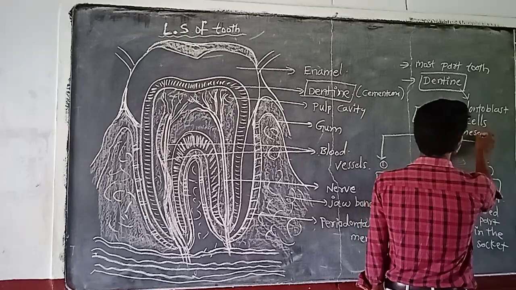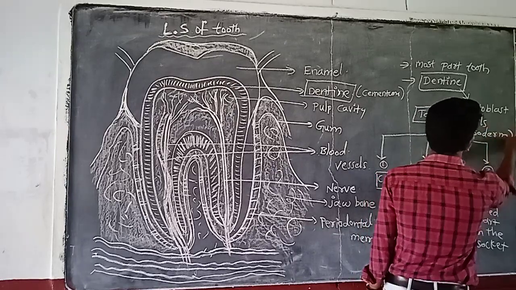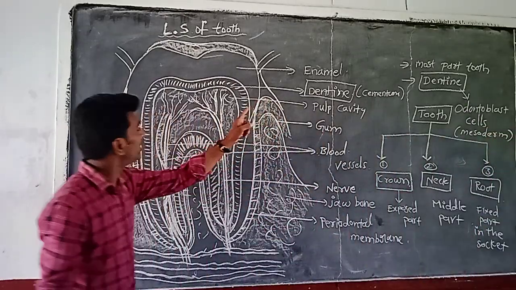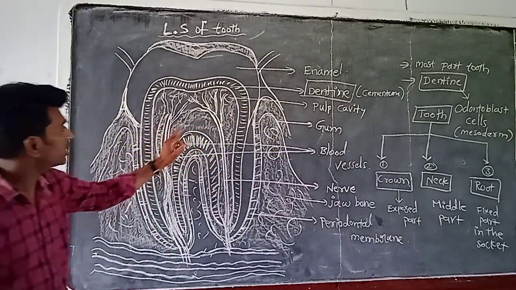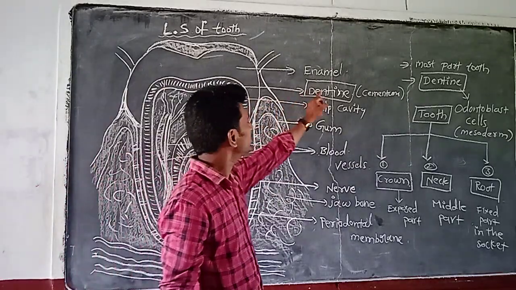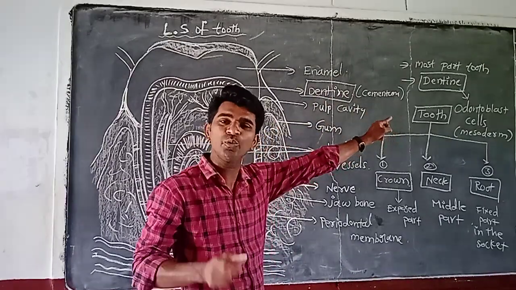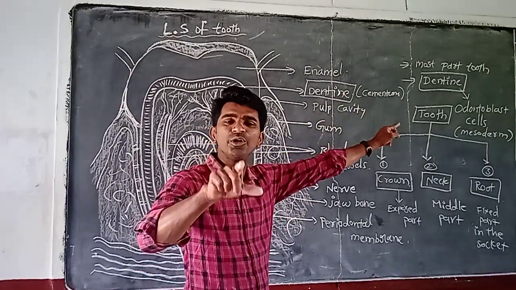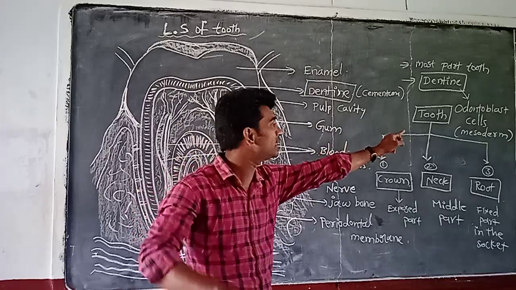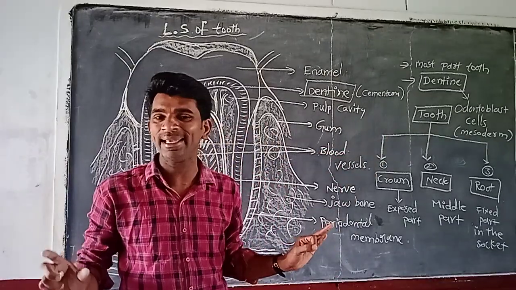Okay now? So when we observe the tooth structure, it is made up of dentine. The dentine is secreted by the cells called odontoblast cells. Odontoblast cells are formed by the mesodermal layer.